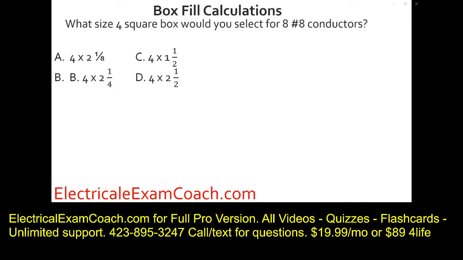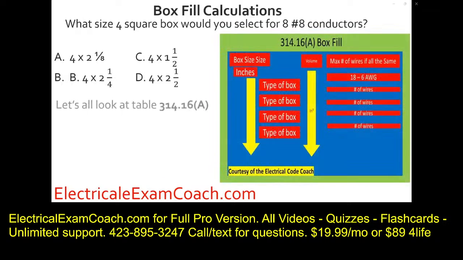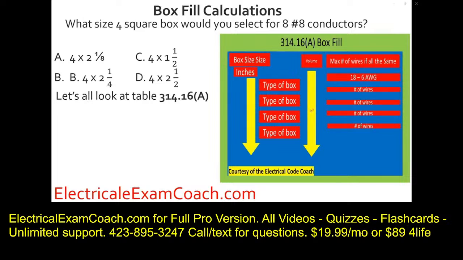What size 4-square box would you select for 8 number 8 conductors? We head to 314.16a. We're going to start here on the right-hand side and we're going to find our size wire. Then we come down and make sure that we're in the right type of box. We cross over and we're going to find that it's A.